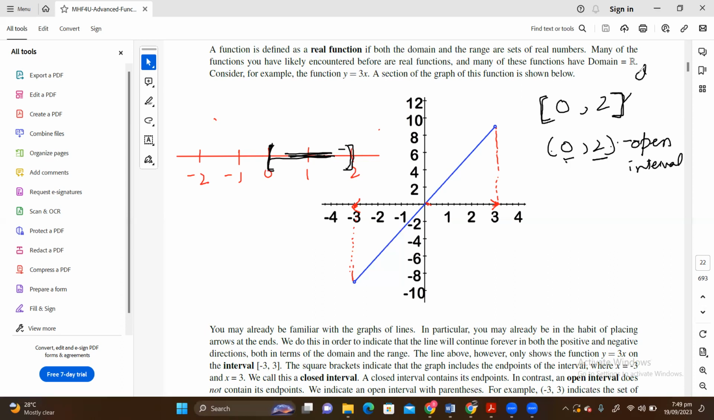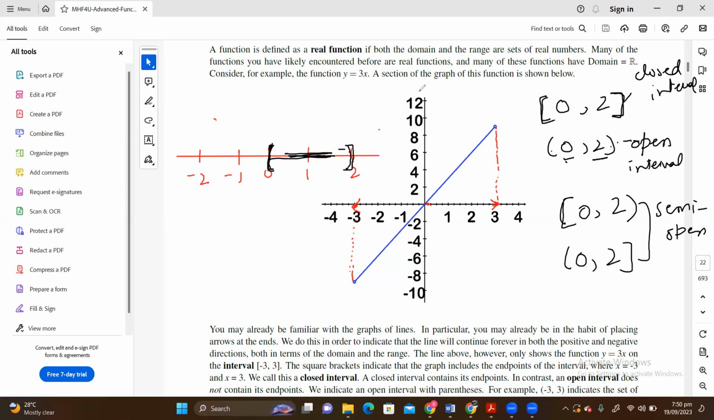The round bracket is called an open interval. The square bracket is called a closed interval. Closed means the end values are included. Open means the end values are not included. Okay, now I have 0 included, but 2 is not included. Or 0 is not included and 2 is included. These both are called semi-open, meaning one end is included and one is not included.